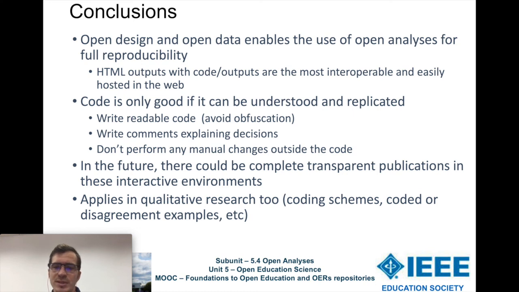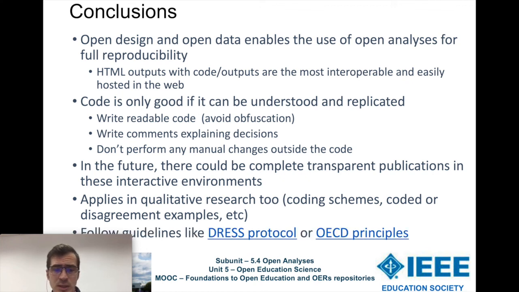With some examples of quantitative research, but this process of more transparent data analysis can also be applied to qualitative research, for example, by sharing coding schemes, the coded data or disagreement examples, and so on. Again, it's always about being more transparent about the analysis that you have conducted. And one last piece of advice is to follow guidelines that explain how to share these analyses so that other people can access them. And these are two examples of the protocols and principles.